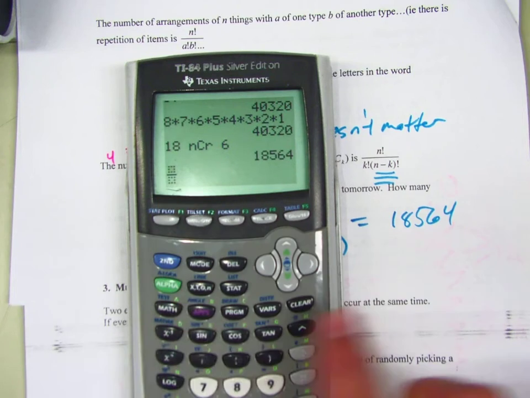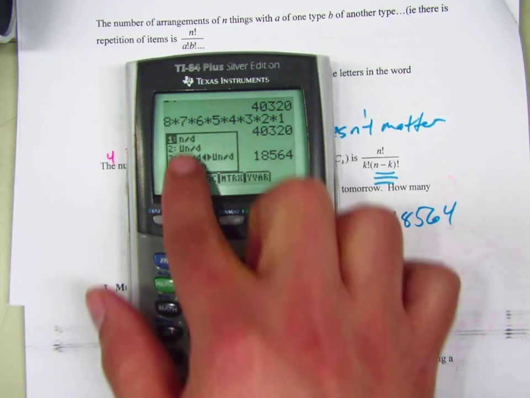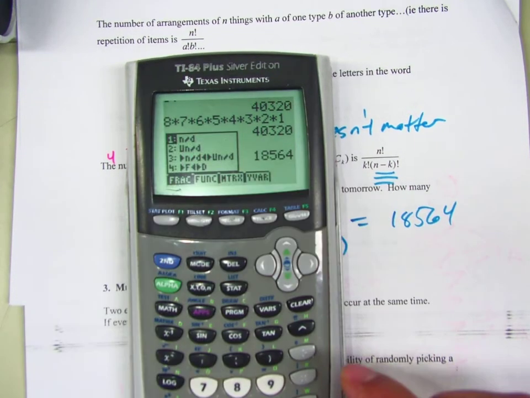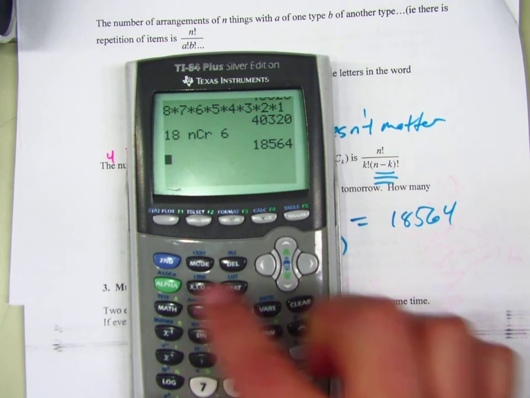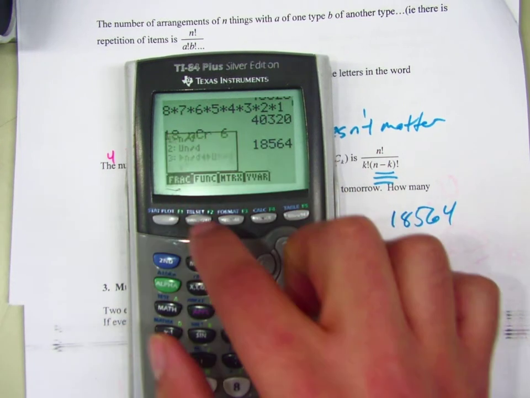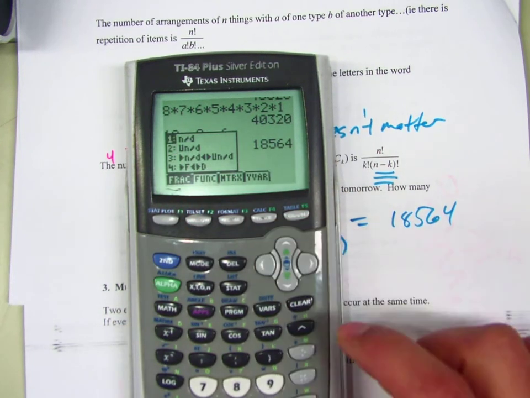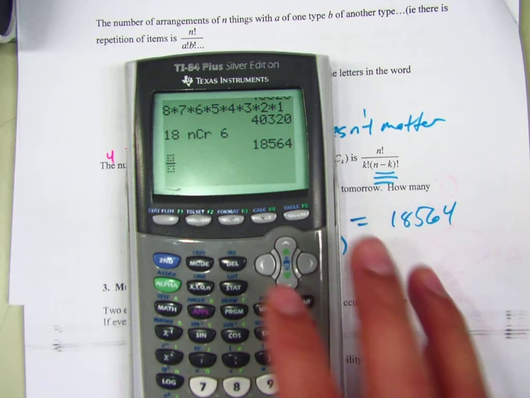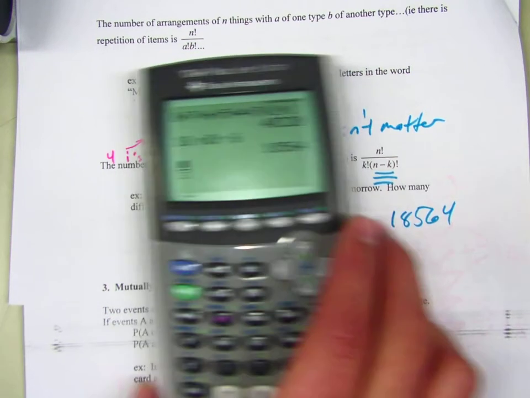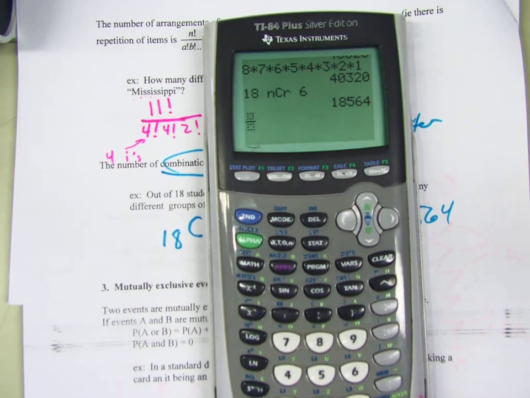If you use the fraction template, which again, you press alpha, y equals, first option is the fraction template. And that second option is a mixed number, if you want to do a mixed number. Oh, cool. I did not know that. Anyway, you could type it in exactly the way you see it.